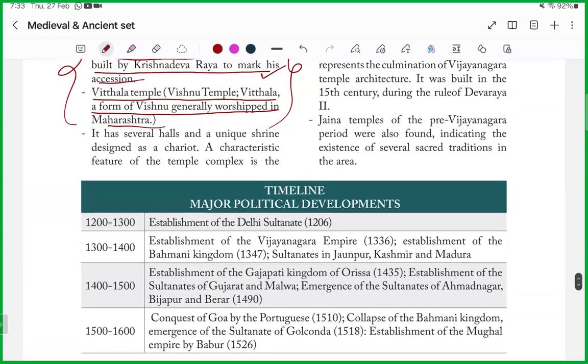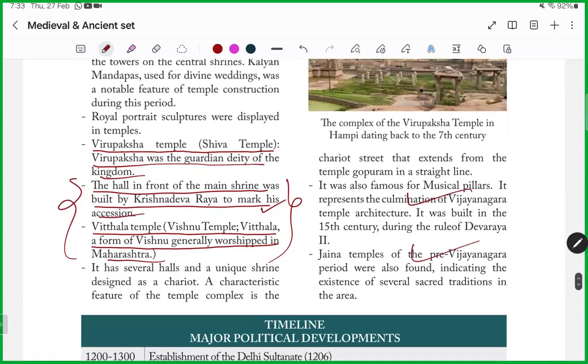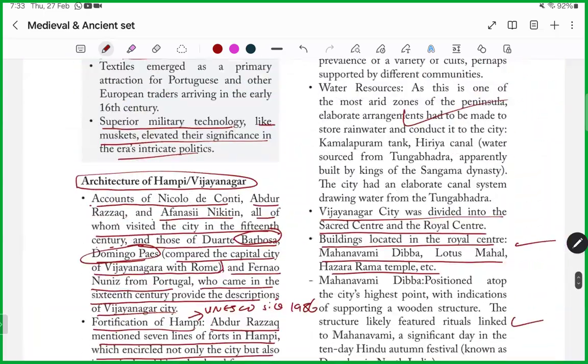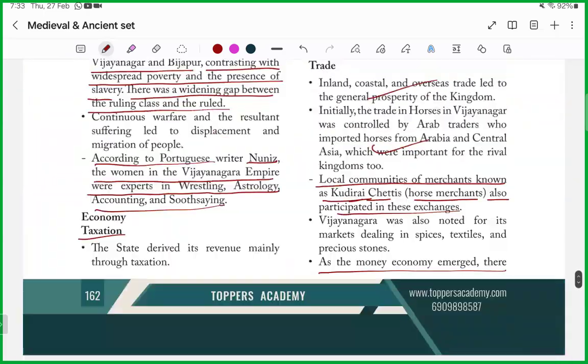So that is all about the Vijayanagar Empire. We'll send out the books. I told you yesterday, it's almost completed.